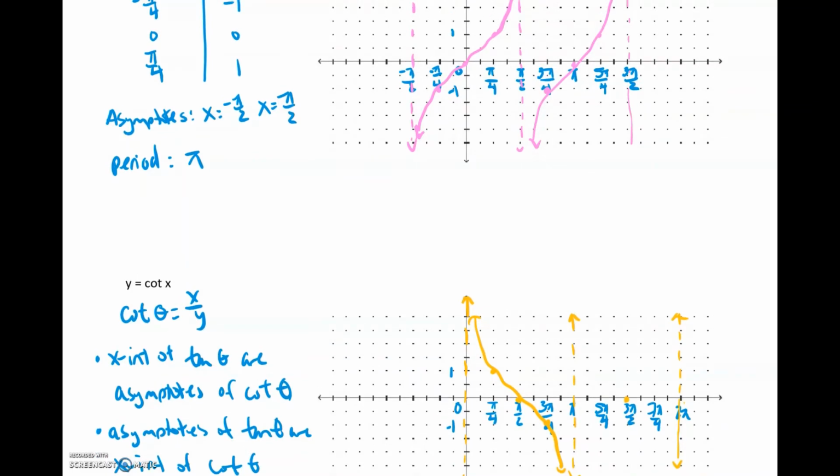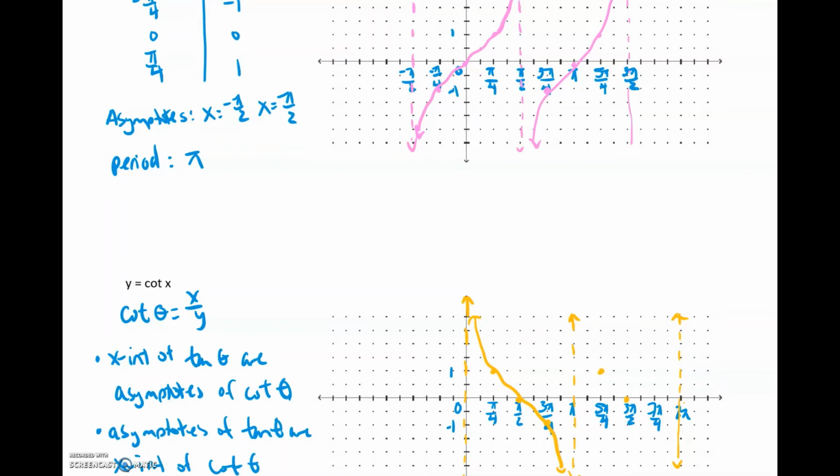So it's going down from left to right rather than tangent going up from left to right. But I'm basically taking these key points off tangent to create my cotangent function. So once again, I have my x-intercept at 3 pi over 2, and then we have 3 pi over 4 and negative 1, which I did already. So then I now have 5 pi over 4 and positive 1.